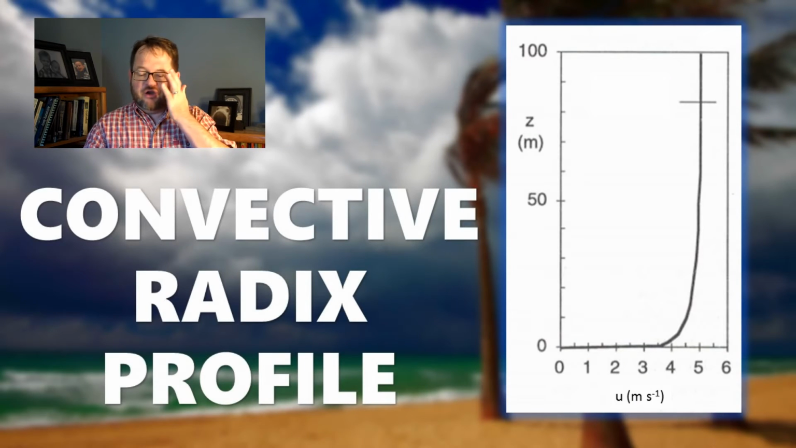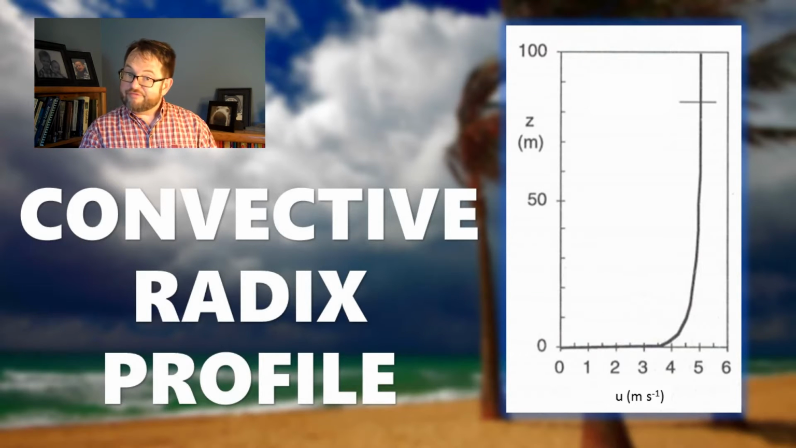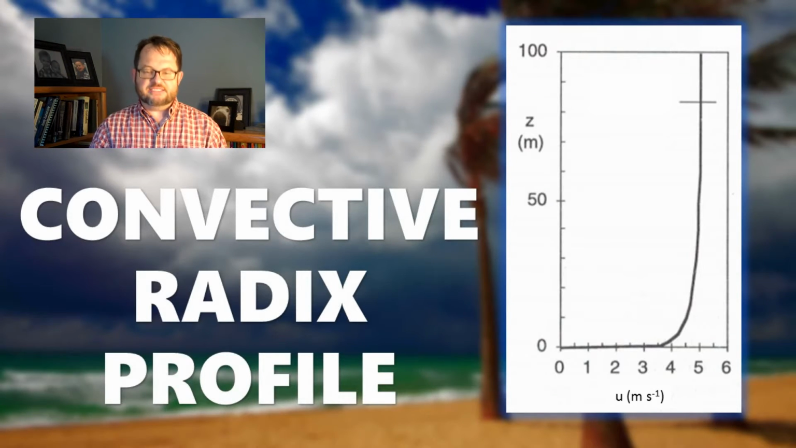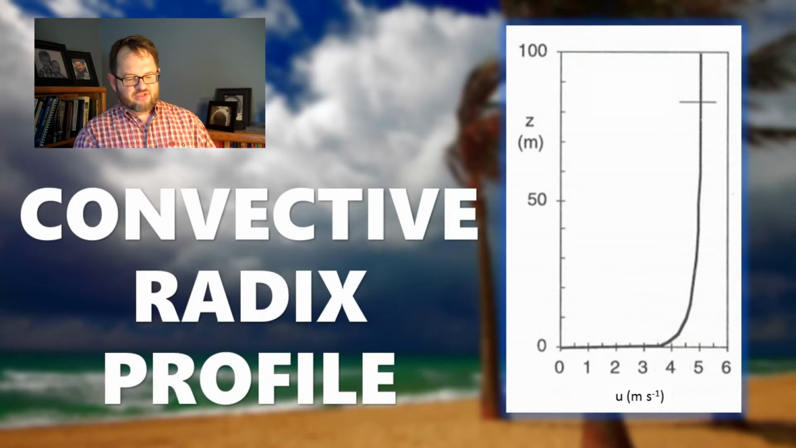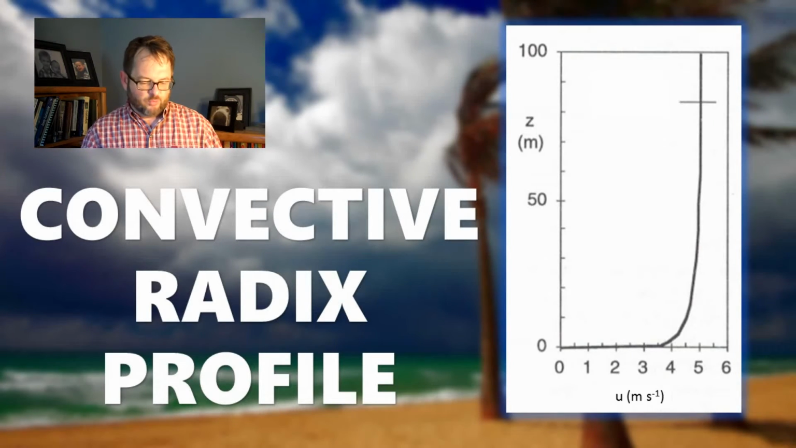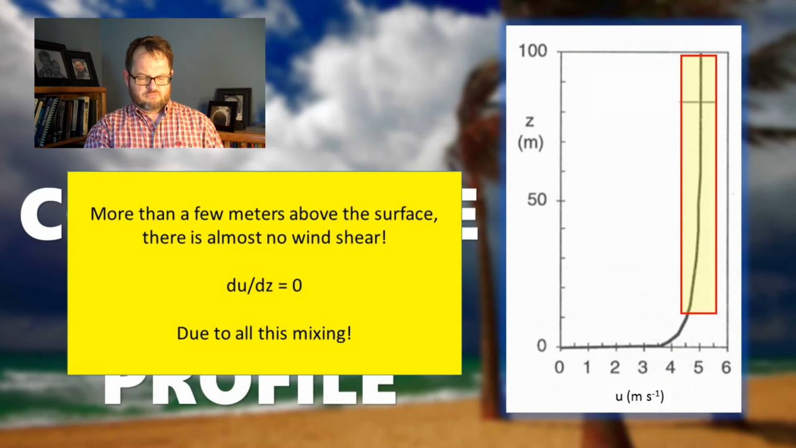Instead, let's admire a graph of a convective radix profile in the atmosphere. Here we have a graph of the wind speeds with respect to height. I didn't make one myself in Excel. This one is just scanned from the reading I gave you. On the x-axis we have wind speed, and on the y-axis we have height, and this is our wind profile. It kind of looks like a log wind profile, but it's got some issues.